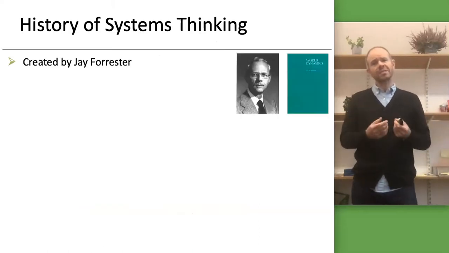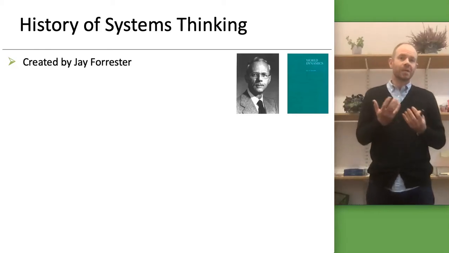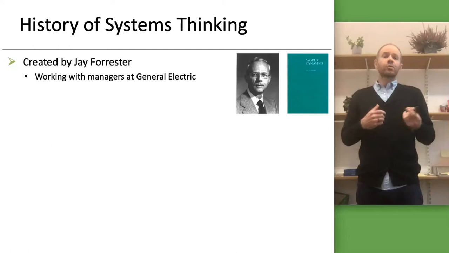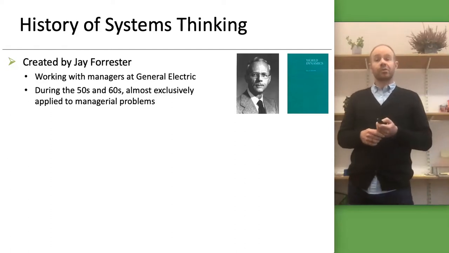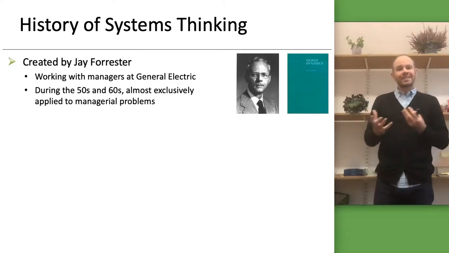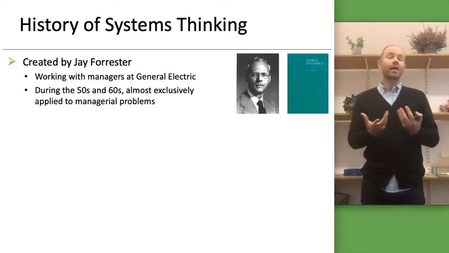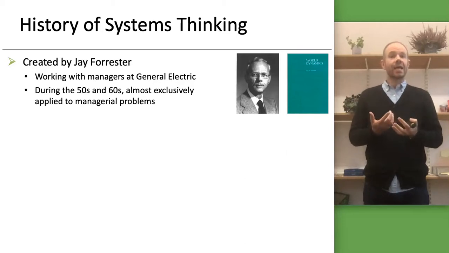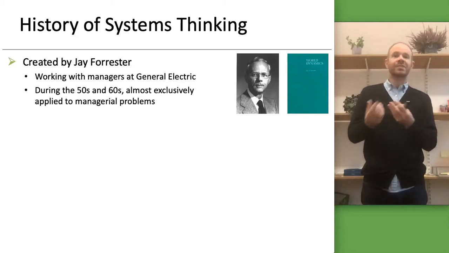So the history of systems thinking actually isn't necessarily in environmentalism, as you might think from just the papers that you read for this lecture, right? It was created by Jay Forrester. He was working in the middle part of the last century with managers at General Electric, and during the 50s and 60s, General Electric essentially went to Mr. Forrester and said, we want you to understand our complex production processes so that we can basically put some efficiencies into our system, right?